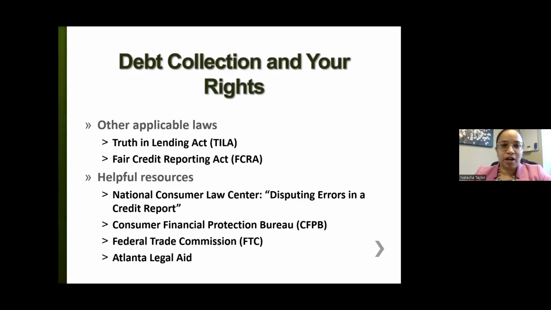There are other applicable laws when it comes to debt collection and your rights. The Truth in Lending Act, the Fair Credit Reporting Act, and there are also some helpful resources that can help you when it comes to debt collection and your rights, such as the National Consumer Law Center, the Consumer Financial Protection Bureau, the Federal Trade Commission, and Atlanta Legal Aid. Again, we are here for you at that hotline number if you have any questions or issues in disputing debts or you need help in finding resources to assist you.